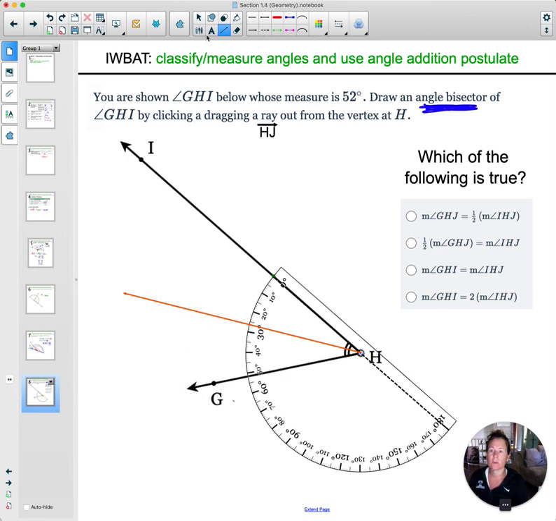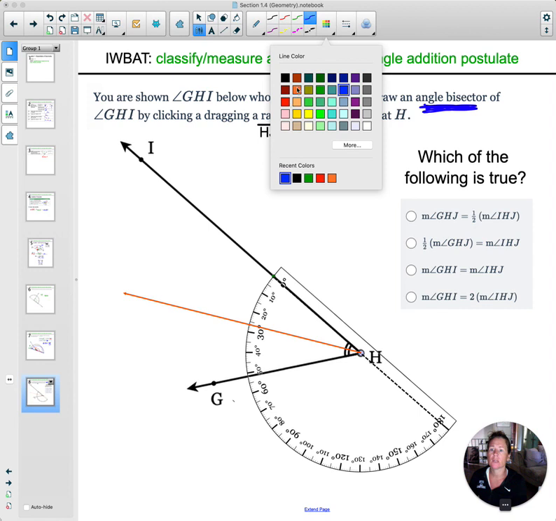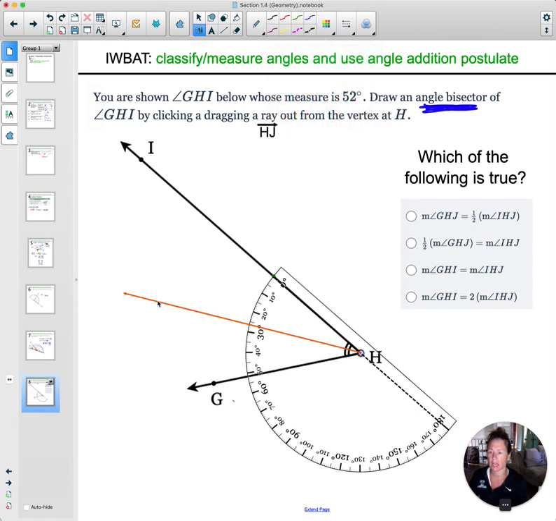Then this particular question is asking us which of the following is true. So measure GHI. Oops, I forgot to label. This one told us to draw that ray as HJ, so just label a point out here as J. This one says GHJ is half of IHJ. GHJ is this one. Is that half of IHJ? IHJ is here. Well, that's not half. Those are the same. Those are the angle bisectors. So that one is not true.